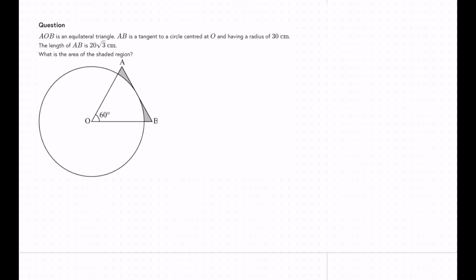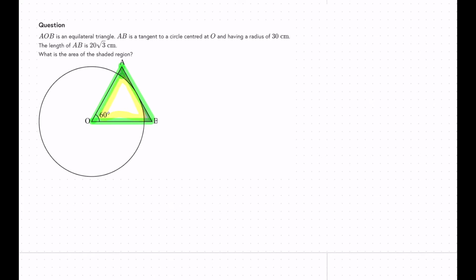Now with a question like this, we're going to have to almost work backwards to figure out the answer. So what sort of information is it giving us? Well, it's giving us this triangle, and it's also giving us, on the inside here, a sector.